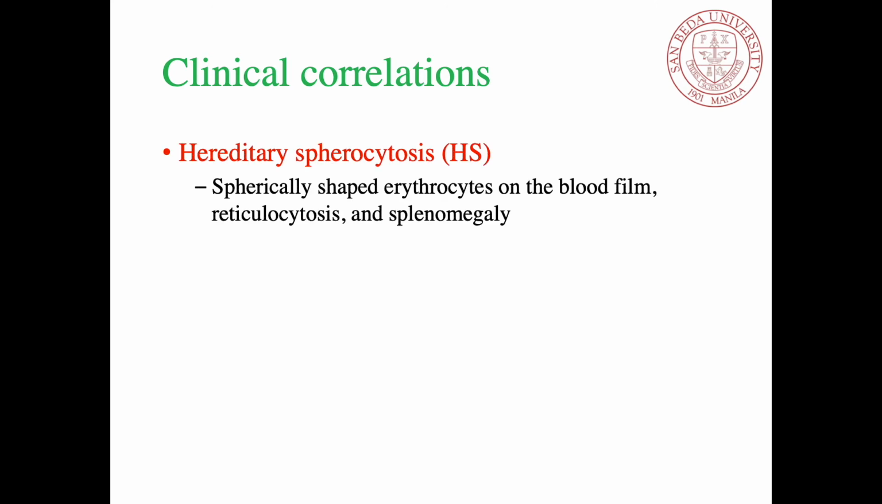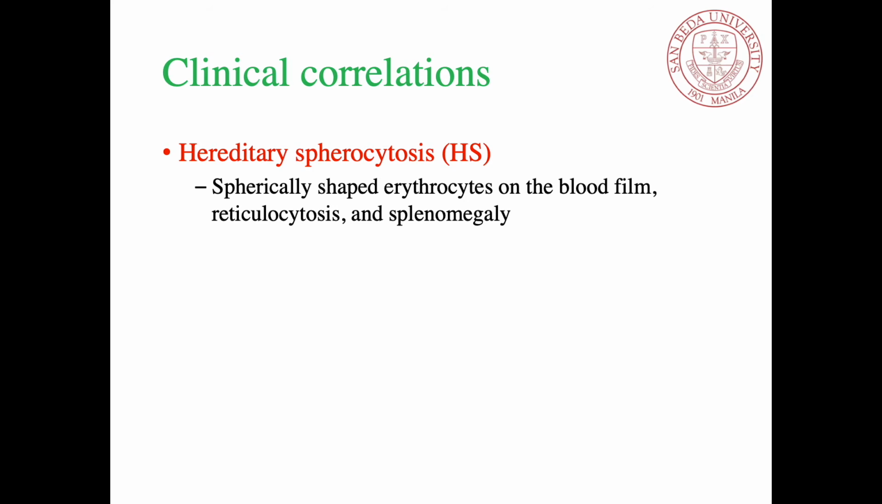Let us now discuss erythrocyte disorders due to abnormalities in cytoskeletal proteins. Hereditary spherocytosis, or HS for short, is characterized by spherically shaped erythrocytes on blood film, along with reticulocytosis and splenomegaly. Recall from your histology lectures that reticulocytosis is a condition where there is an increase in the number of reticulocytes, which are immature red blood cells. It is commonly seen in anemia.